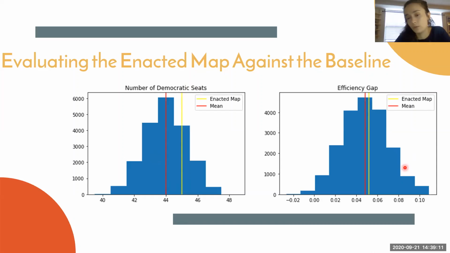It looks at this idea of wasted votes, or packing and cracking. And we can see that the enacted map is sort of right in the middle of all of these scores coming out of the maps. So again, I wouldn't conclude from here that New Mexico had no gerrymandering involved in their map. You want to look at a whole suite of metrics and the circumstances on the ground, but this is sort of the flavor of how outlier analysis would work.